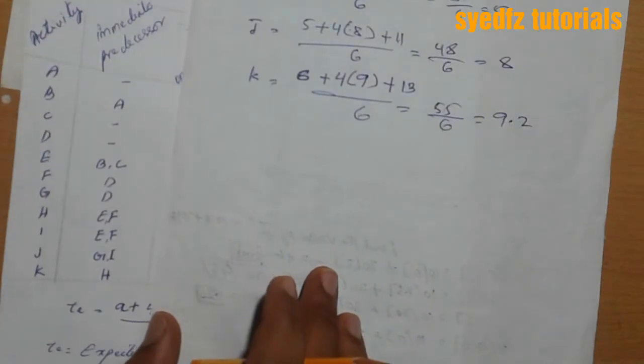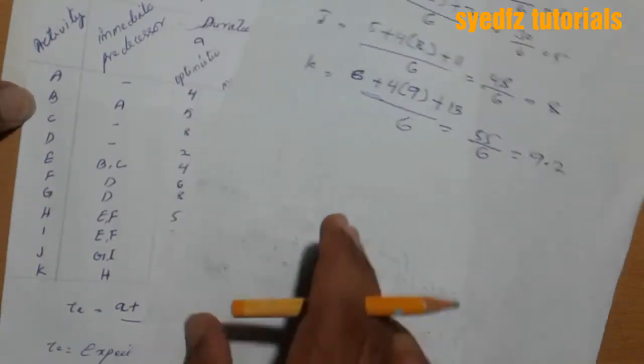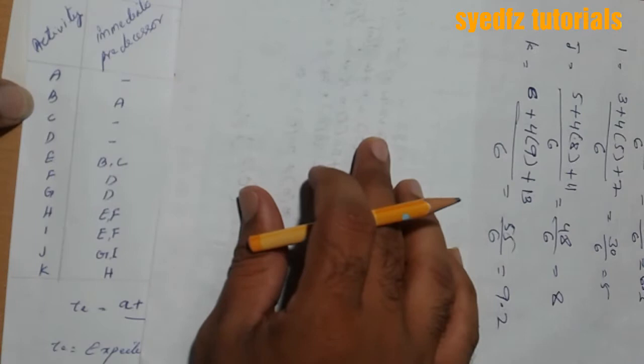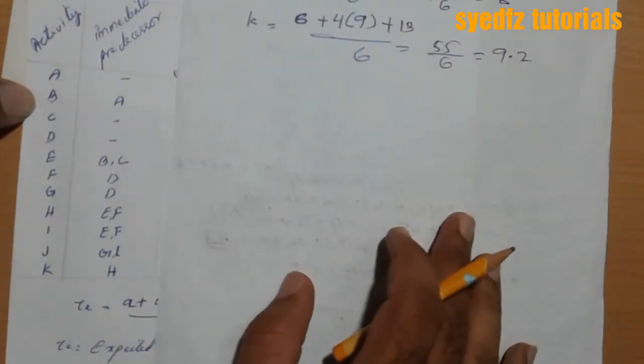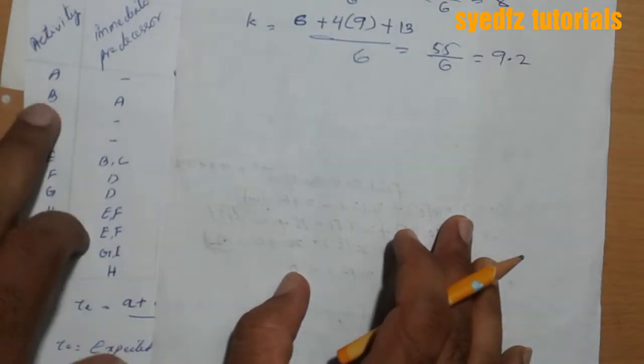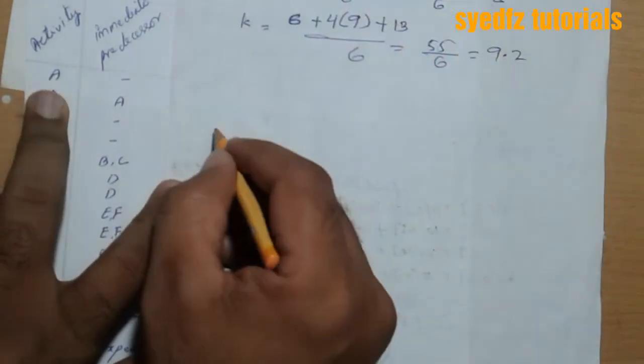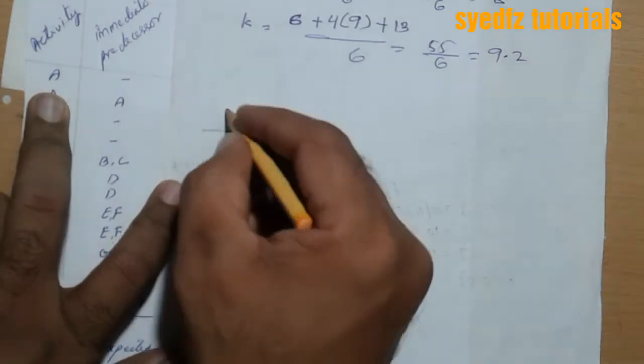This one we want activity and immediate process. Okay, this is the working notes. First activity is A, it happens. This is activity A.